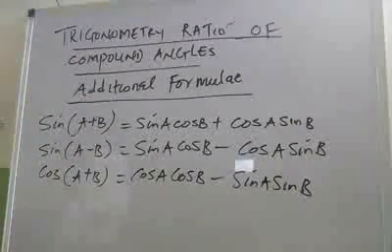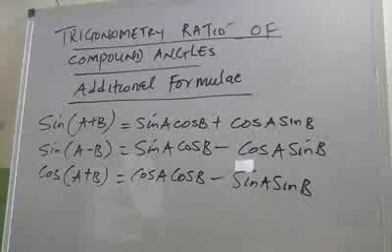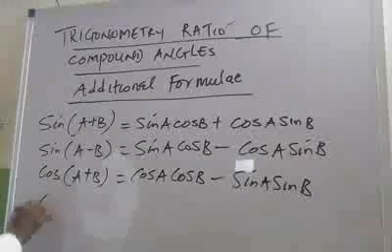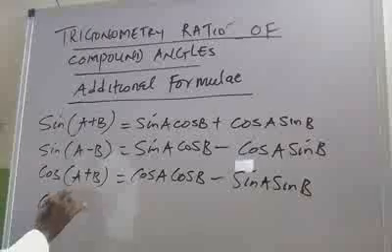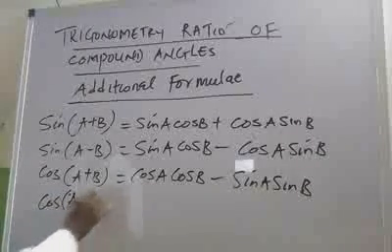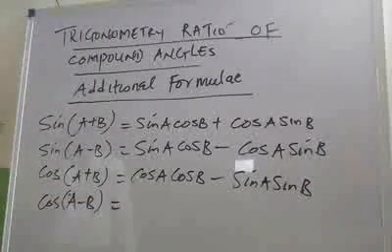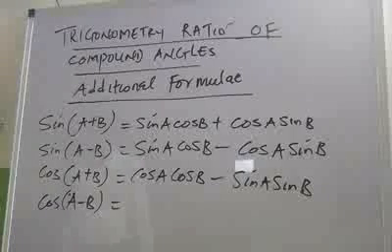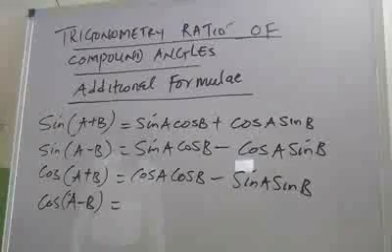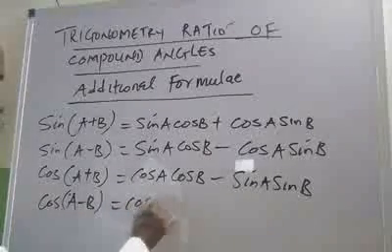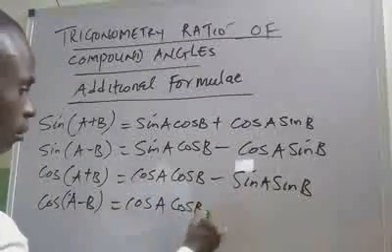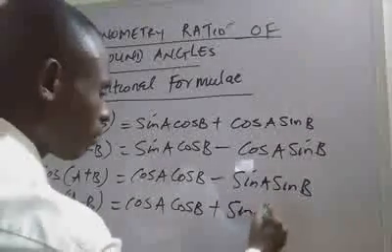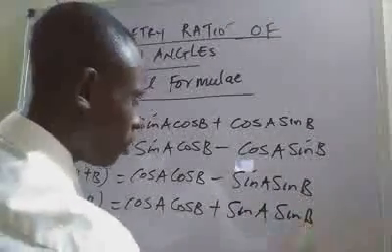Then we have cos A minus B, which is equal to cos A cos B plus sine A sine B.